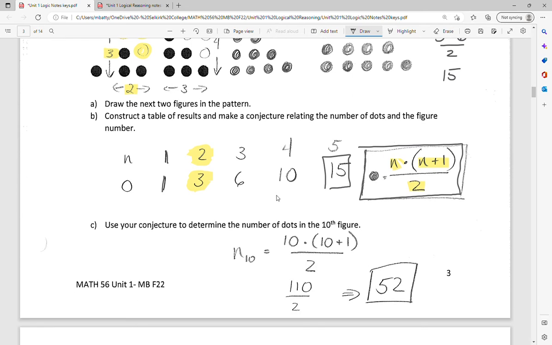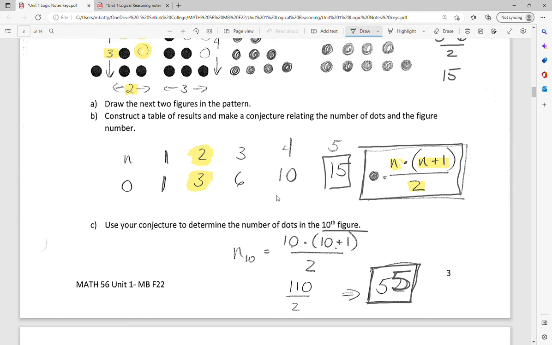So in using my conjecture to determine the number of dots in the 10th figure, I would have 10 times 11, squaring out my triangle of dots, and divide that by 2 because I've actually doubled the number of dots. And so I get 52 little tiny dots in my... that's not right. 110 divided by 2. How about 55 small dots in my 10th item?